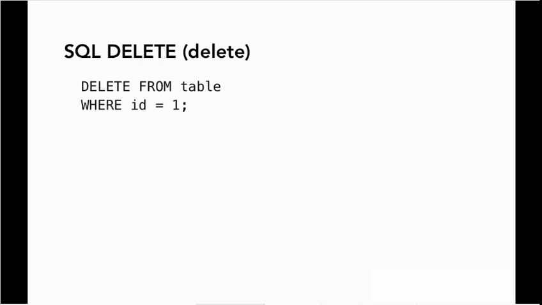And then last of all, we have delete. So this is an SQL delete statement. We say delete from table where ID equals 1 or ID equals 37. It's going to delete that row from the database. Now we don't have to use ID as the specifier. We could say delete from table where first name equals Kevin.